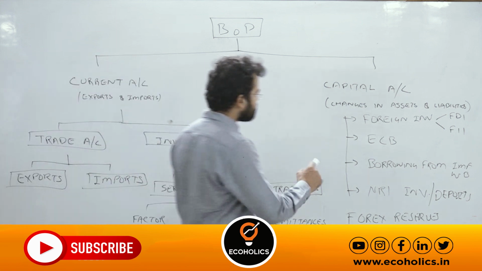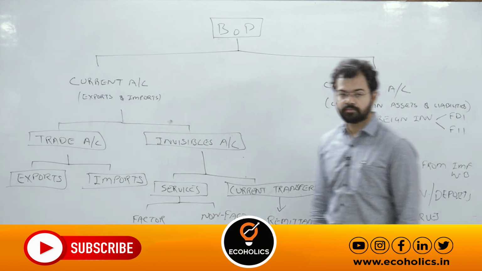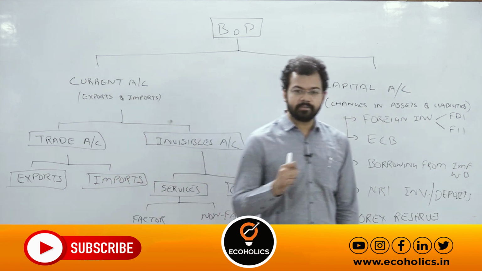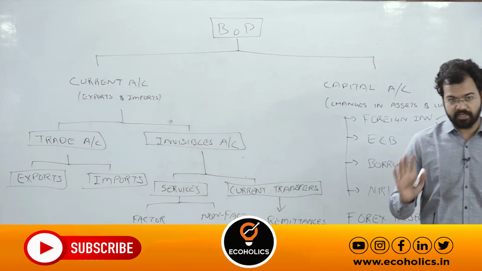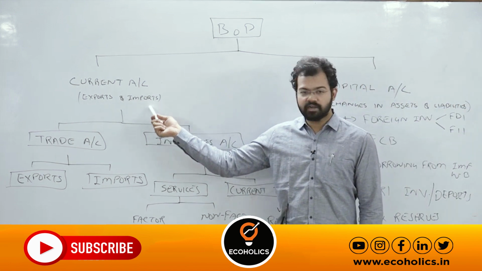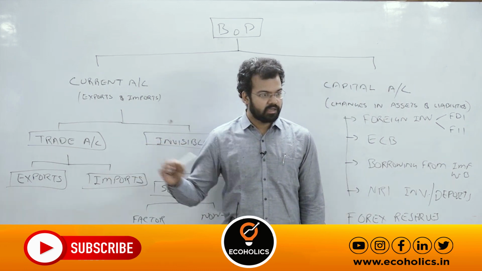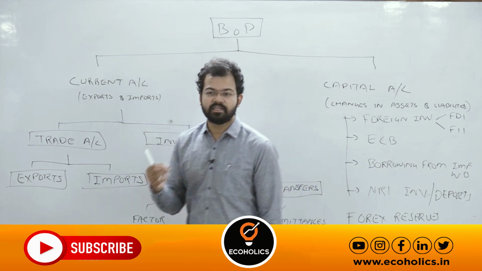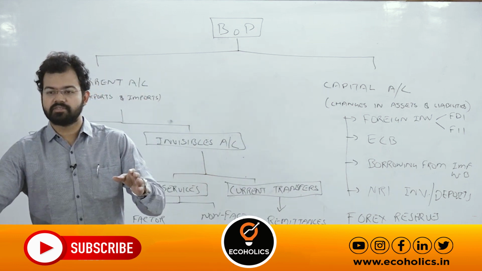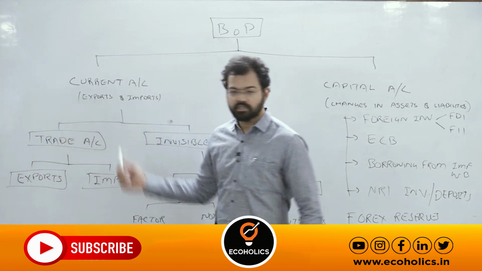Now capital account is very simple. First we'll discuss current account. Here in current account, you must have heard about three types of deficit: balance of payment deficit, current account deficit, and trade account deficit. You keep on reading in the newspaper, whenever the data comes, trade deficit, current account deficit, and balance of payment deficit. Now you understand that there is a hierarchy.